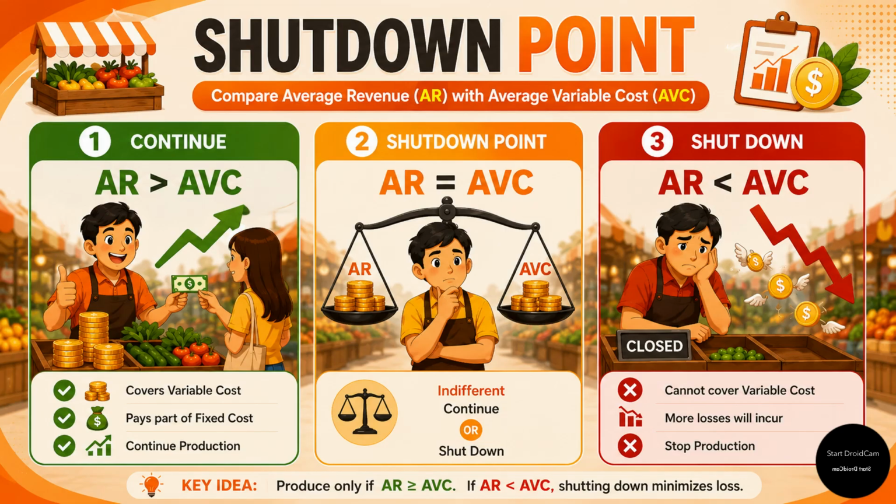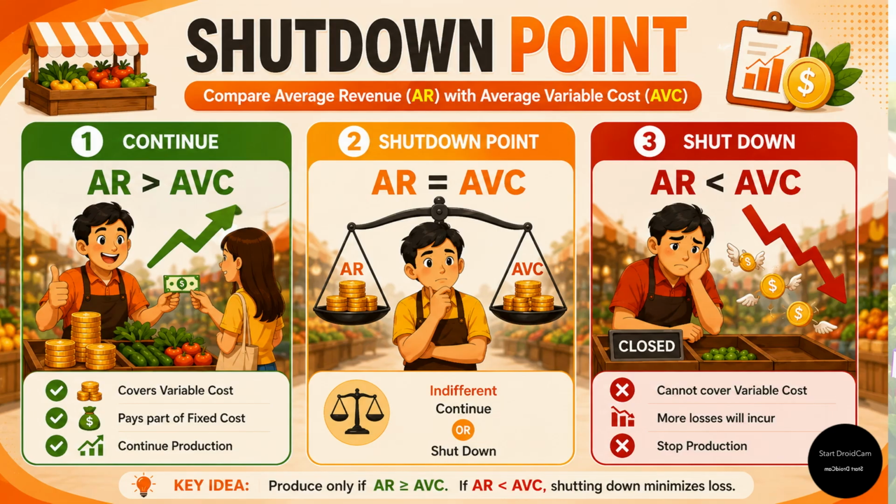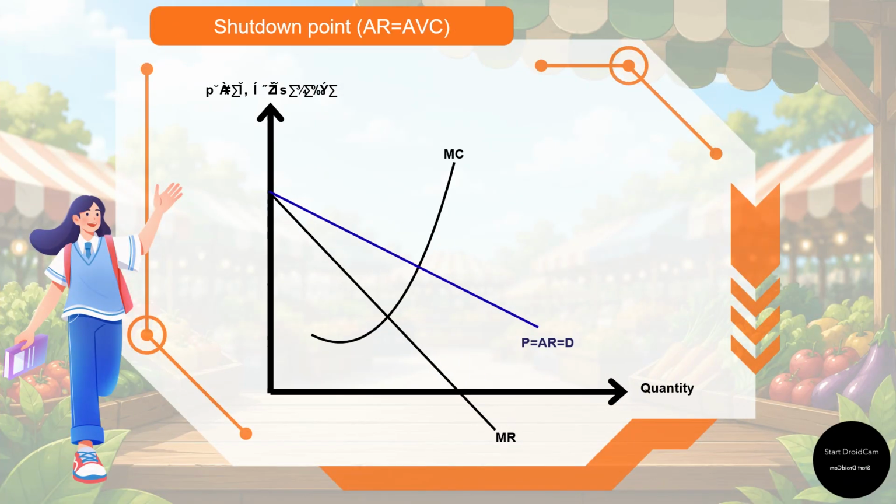So the key rule is simple. Produce as long as average revenue is at least equal to average variable cost. Let's look at each situation on the graph. The shutdown point occurs when average revenue or price is equal to average variable cost.